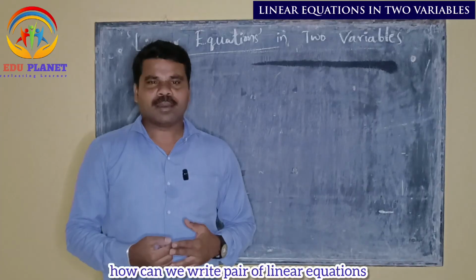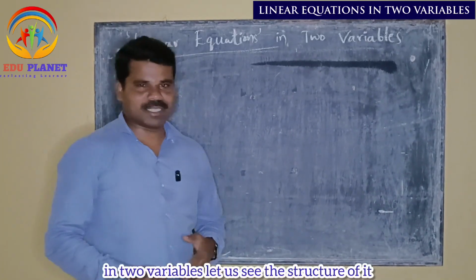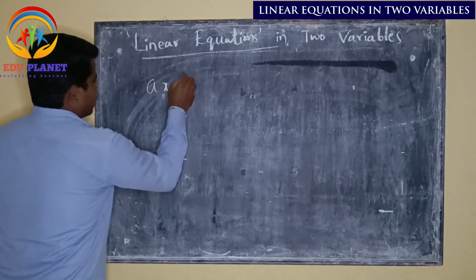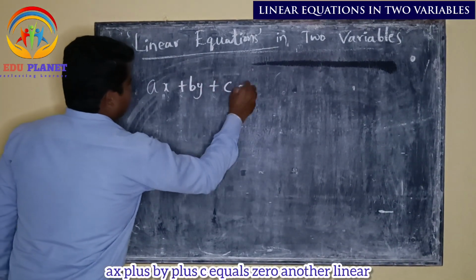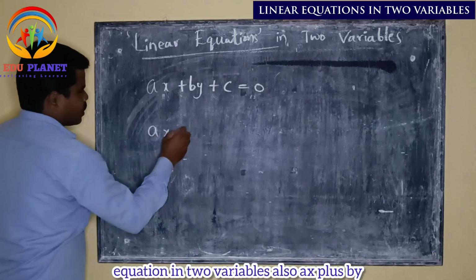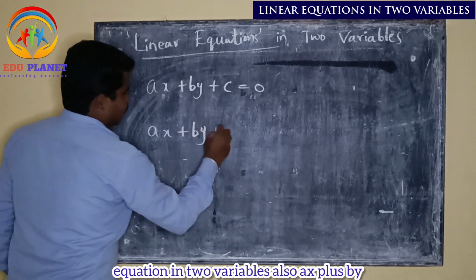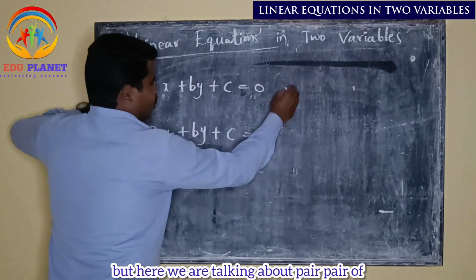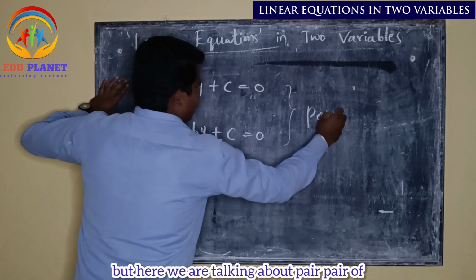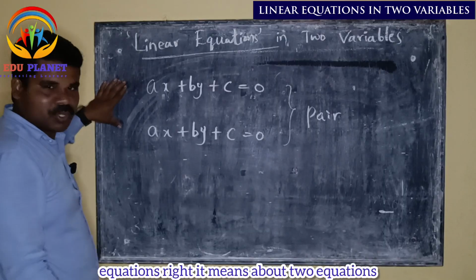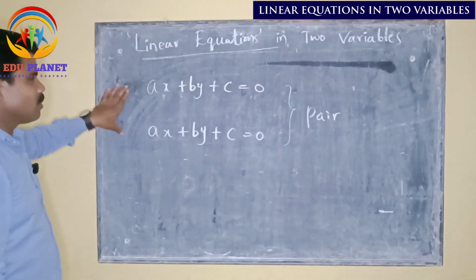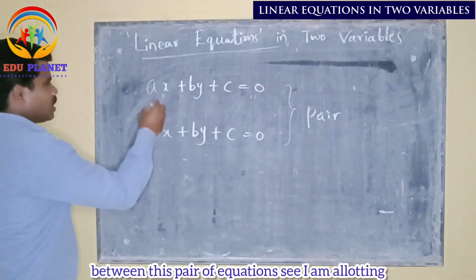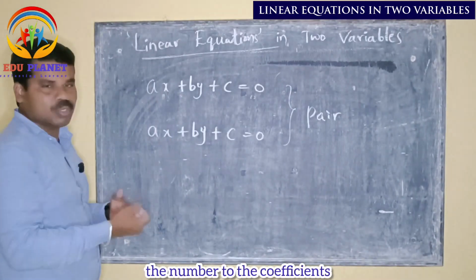How can we write pair of linear equations in two variables? Let us see the structure of it. ax plus by plus c equals 0. Another linear equation in two variables also, ax plus by plus c equals 0. But here we are talking about pair of equations, right? It means about two equations we are discussing. To make the distinction between this pair of equations, I am allotting numbers to the coefficients.